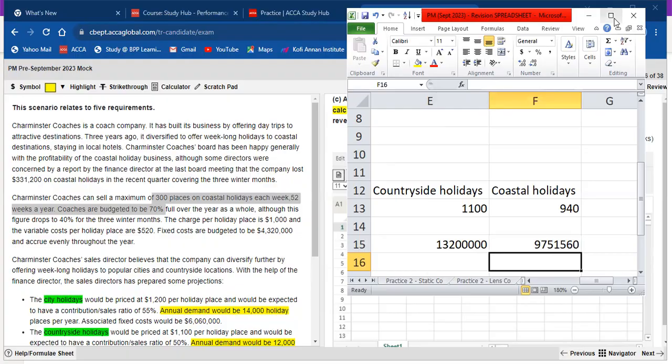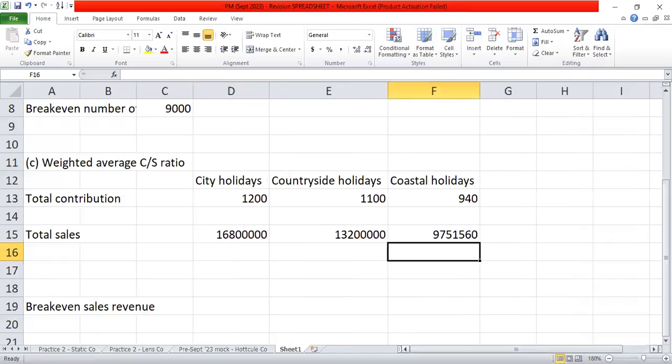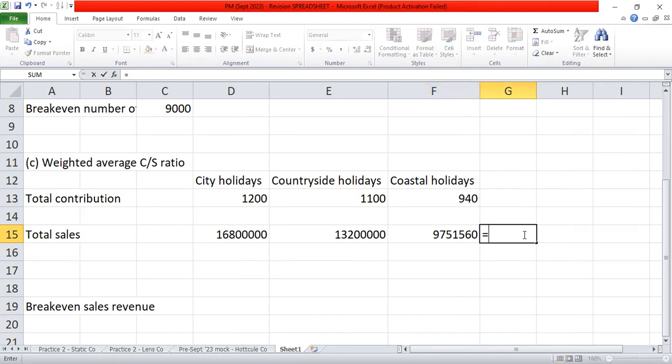What have I done? I took my time, understanding that sales is selling price per unit times number of units. I took the sales price per holiday place for each one of them, and I multiplied by the number of holiday places given to me in the question. So total sales is the sum of the sales from all three services.